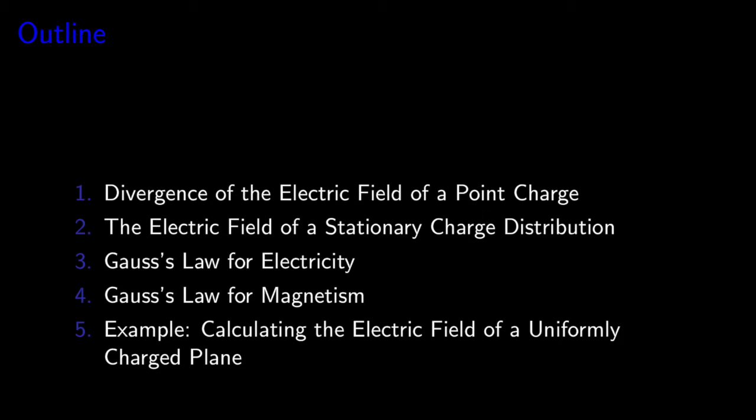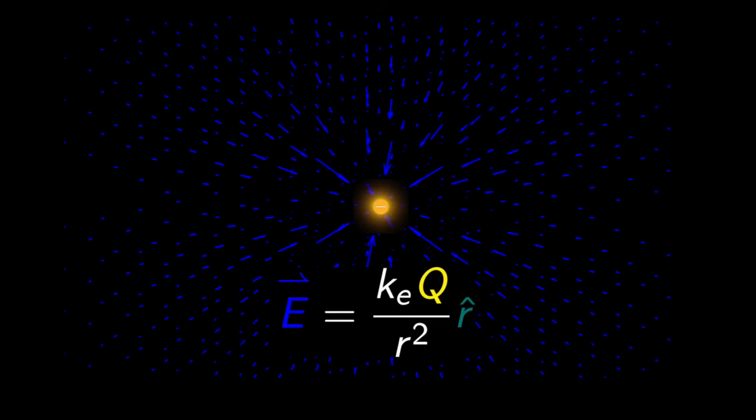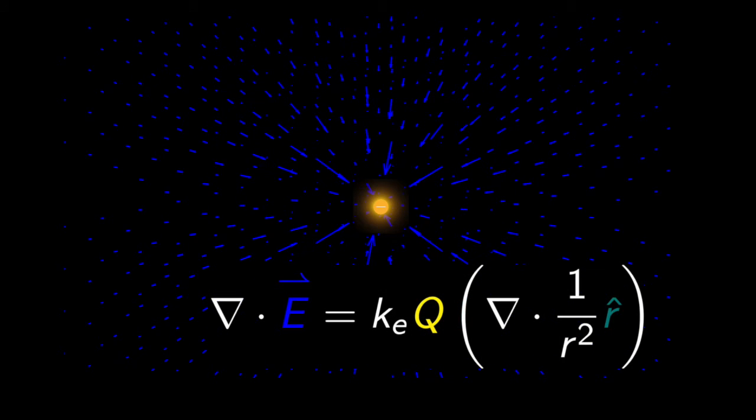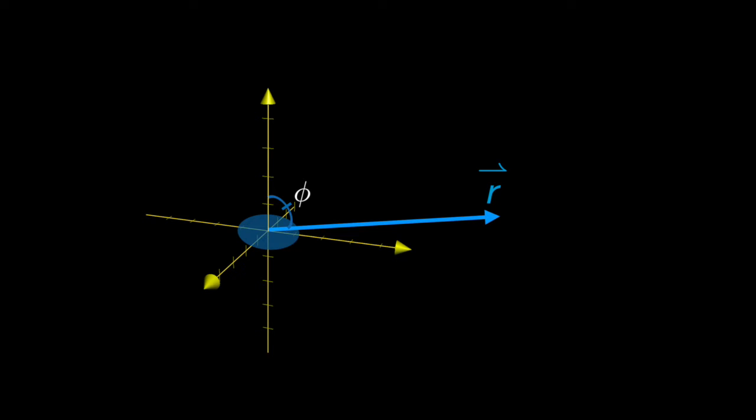After I explain Gauss's law for magnetism, I'll apply Gauss's law for electricity to find the electric field of a uniformly charged plane. Recall from the first video that the electric field of a point charge Q is k_e q over r squared r hat. We'd now like to compute the divergence of this field, how much electric field is being created at each point. First, let's review spherical coordinates and get a formula for the divergence in spherical coordinates.